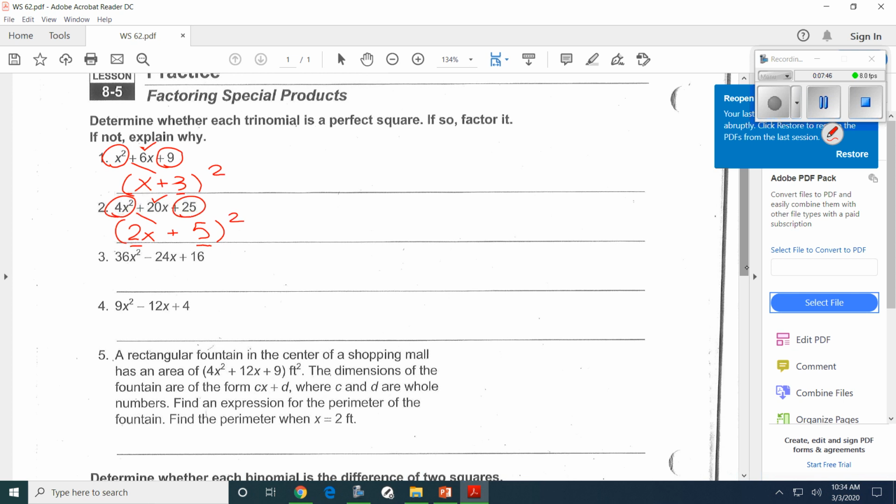Number 3, 36x squared. Take the square root of 36x squared, which would be 6x. Bring the sign down, which is a subtraction sign. Take the square root of 16, which is 4. Now we check it. 6 times 4 is 24. Doubled is 48. It does not check. So we would say no, the middle term is not 48.